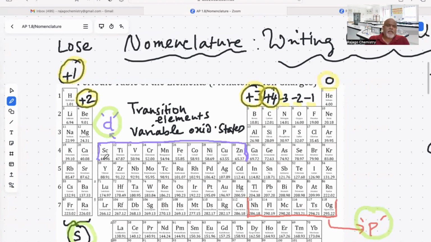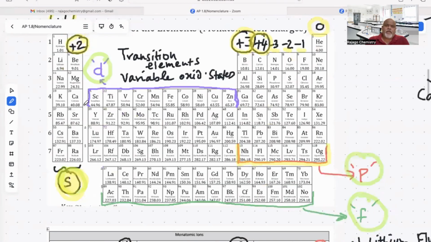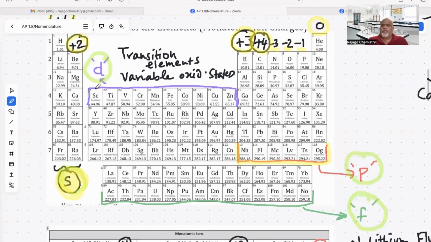This is called the S block elements because the electronic configuration ends with S: 1s1, 2s1, 3s1, 4s1, and so on. Here, all the electronic configurations end with a P, so they are called P block elements. Here it is D, so all the electronic configurations end with the D subshell.